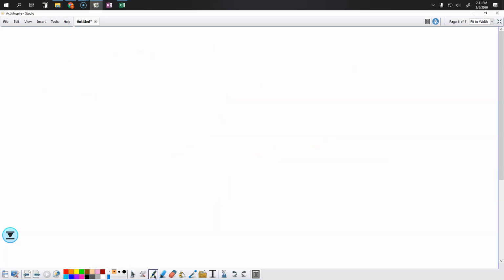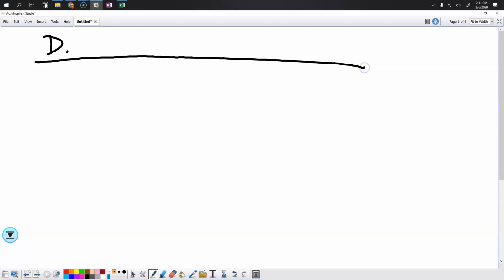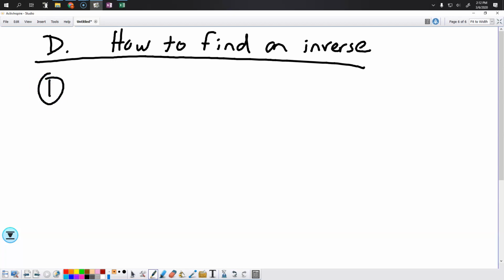So here we go. What am I on? D? Okay. How to find an inverse. Okay, here's your steps. This is the main thing you need for today in order to be able to do your homework well. We've laid the foundation of what it is. Now let's talk about it.